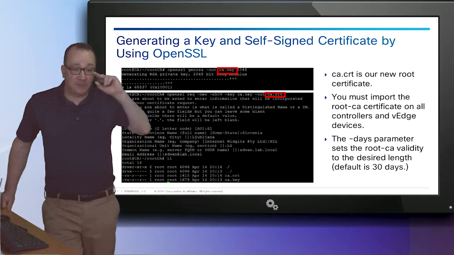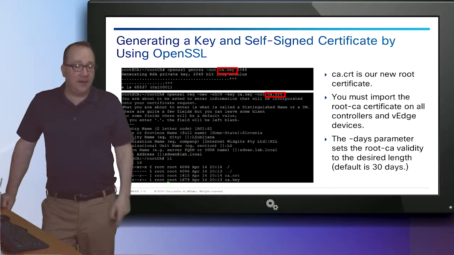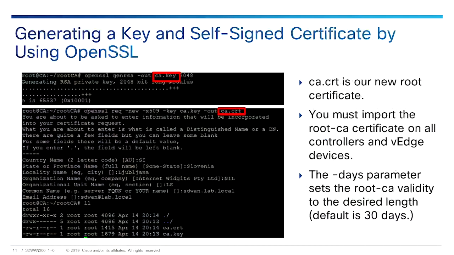There are two distinct steps to create a new root CA. We need to create a key pair with the following command: openssl genrsa -out ca.key, up here at the top. And then we're going to create a self-signed certificate by entering the information about the certificate. This is the certificate of the certificate authority signed by the CA, thus it's self-signed. The result is going to be this ca.cert, which is the CA root certificate that we're going to have to copy to all the controllers and the edge devices. The days parameter sets the root CA validity to the desired length. The default is 30. I think that's a little short.